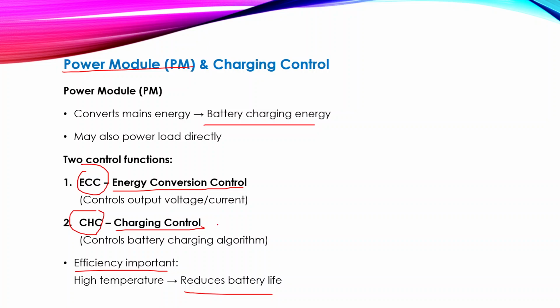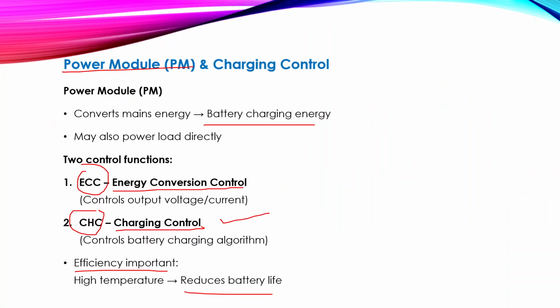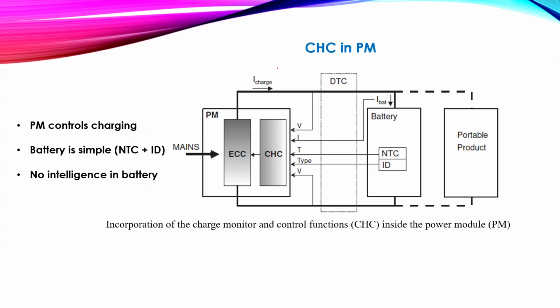Now, depending upon the charging control, we have partitioned the power module into three parts: CHC in the power module, CHC in the portable device, and CHC in the battery pack. CHC is nothing but the charging control. Now one by one we are going to see these. CHC in the power module. Here in this configuration, the charging algorithm is inside the power module. CHC is inside the power module.